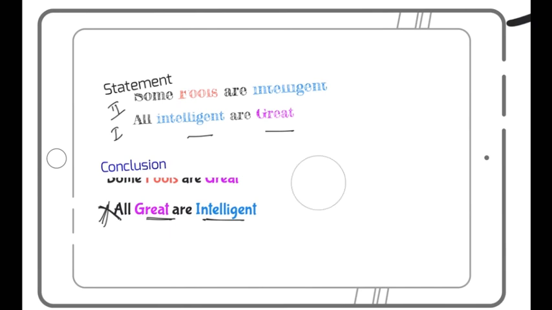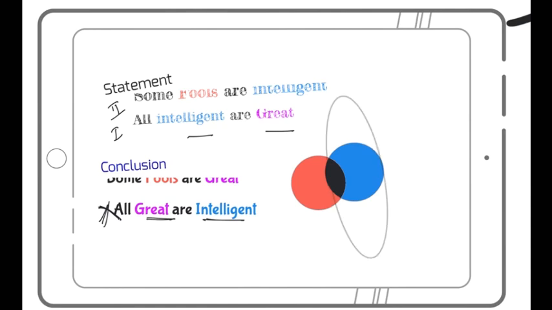So first I take fools, this is my fools. Some fools are intelligent, so let's draw the intelligent here, and this is my intelligent. I need to know the intersection, which is this part, which are fools and intelligent as well. So fools and intelligent is given by the black part here. Then what is given? All intelligent are great. Now let's draw this. My blue is the intelligent, and this is how I'll draw the great here. So this becomes my great.